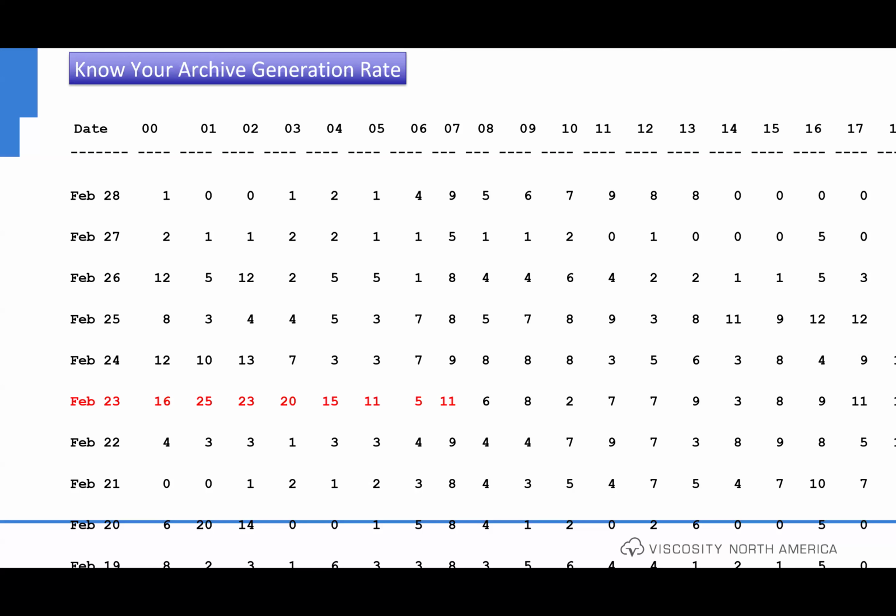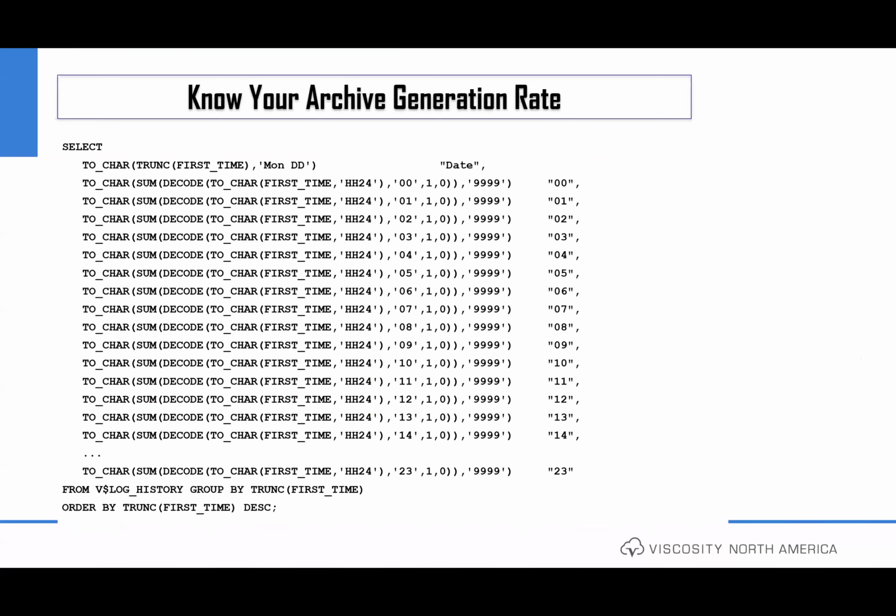RPO is how much data loss can I have, and RTO is how much time do I have to have my DR site up and running. Understanding RPO and RTO is crucial, and this is the script that gives you your archive generation rates.